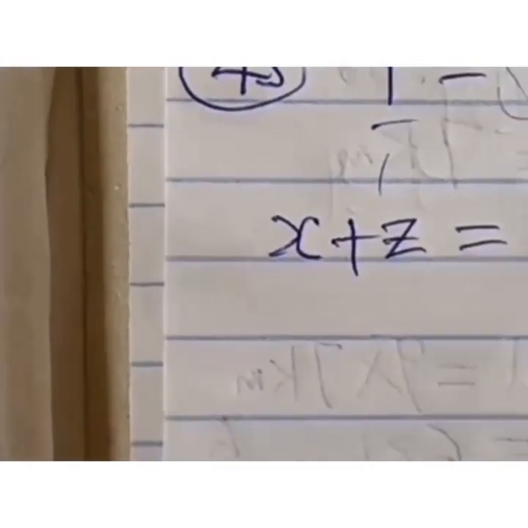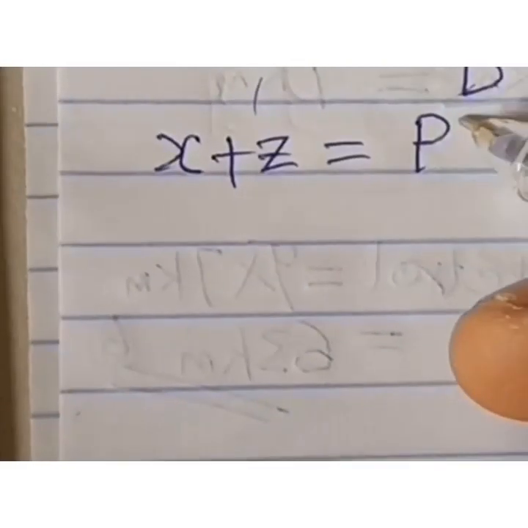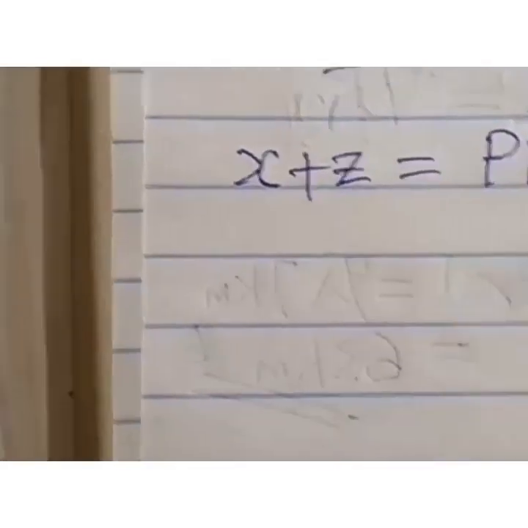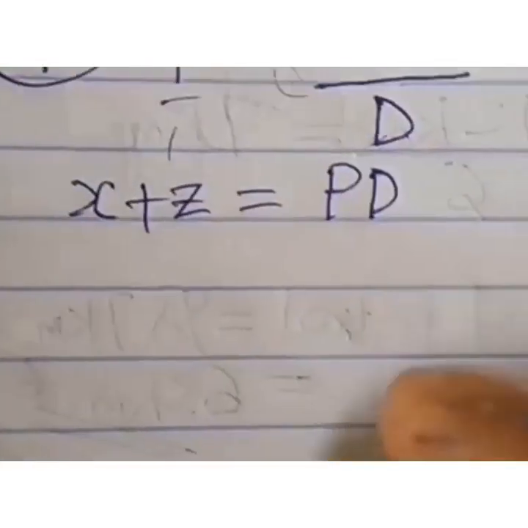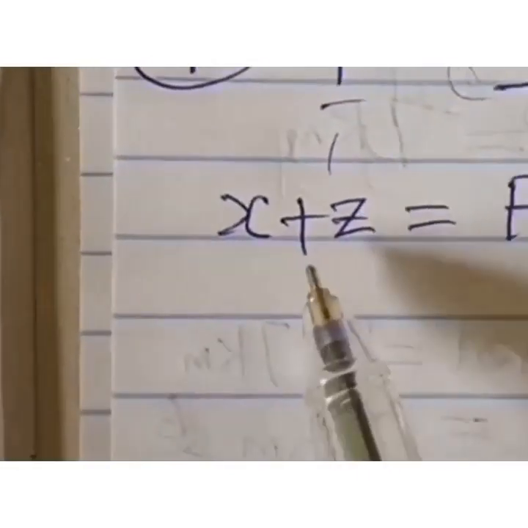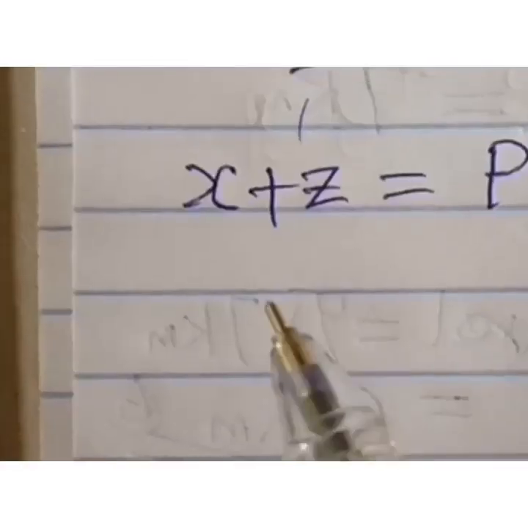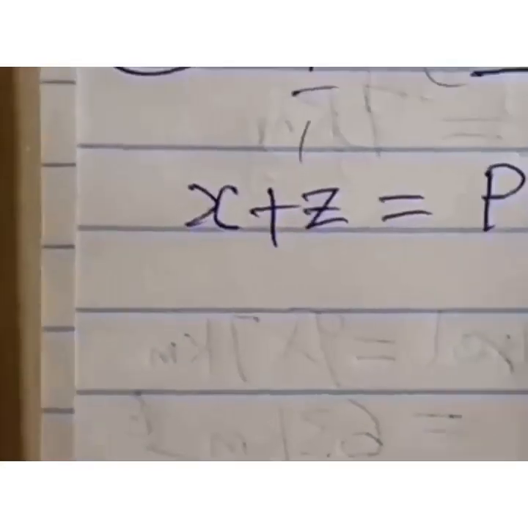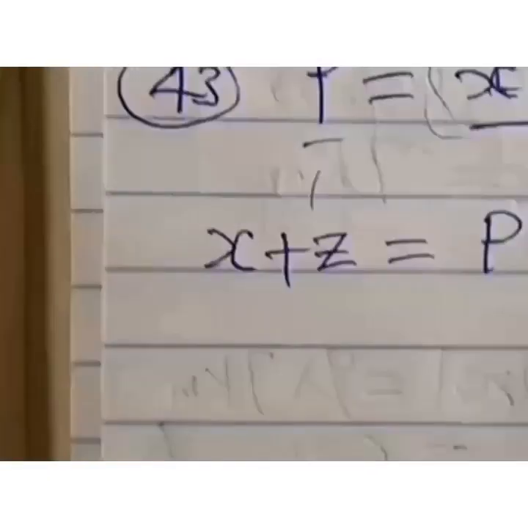P times D, we have PD. Whichever way you want to call it, PD or DP. Remember, this is multiplication, so they are commutative. So PD. Now we have our Z here. For us to just separate Z from X, remember they are joined together by addition. So we just move it to the other side.